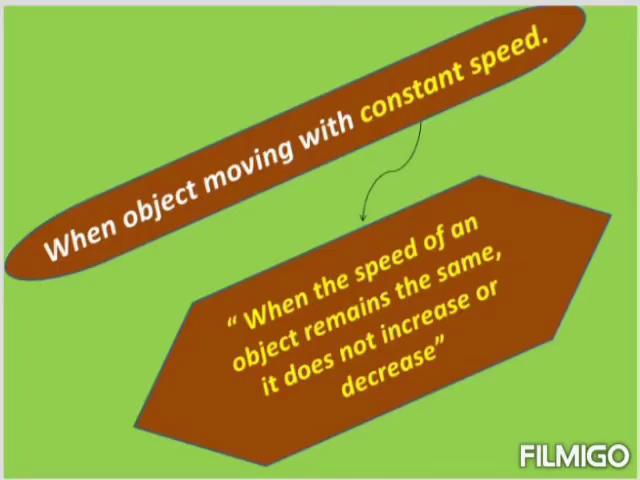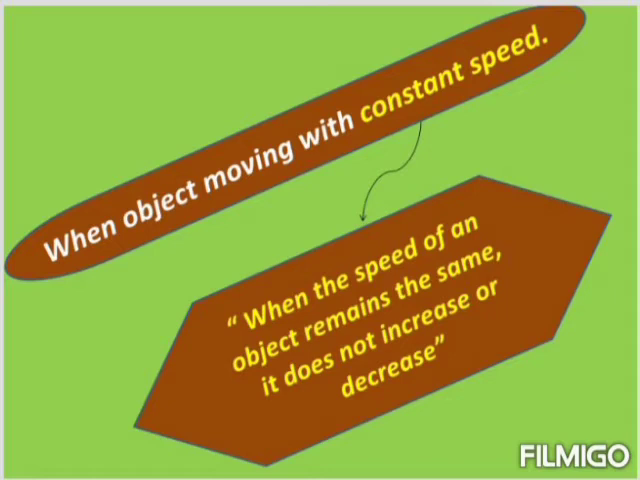There is another case for the distance time graph: when an object is moving with constant speed. The word constant means remains the same.